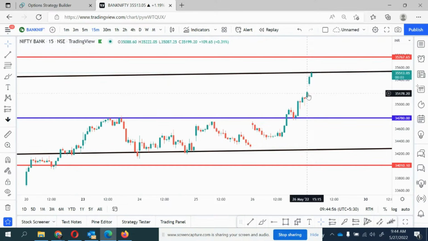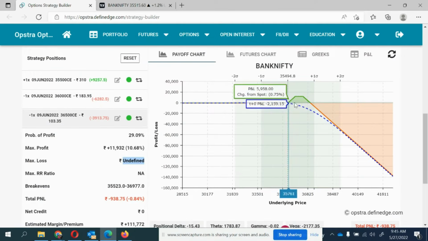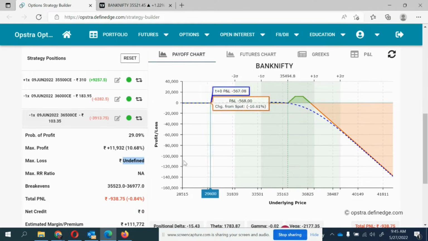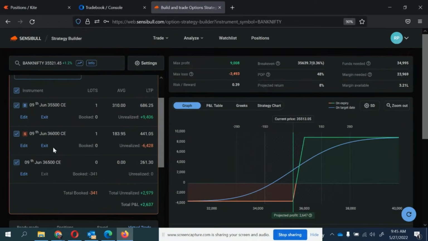What will happen if Bank Nifty opens gap up? Then my ratio spread will go into loss. Check the loss: 8,364 is the loss if Bank Nifty goes up 2.94%. So what does the ratio spread need? It needs sideways to slightly bullish movement, not a quick momentum. If you check my trade, this 36,500 was my second sold leg.